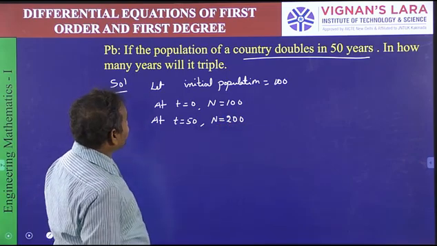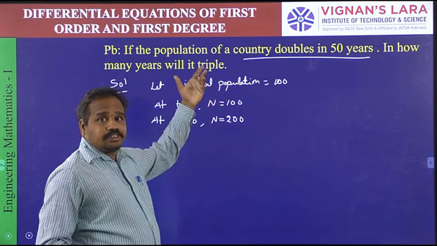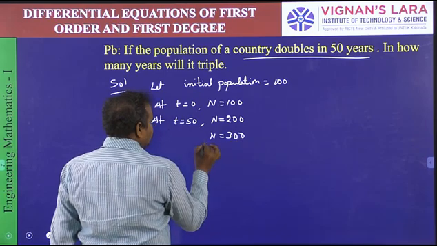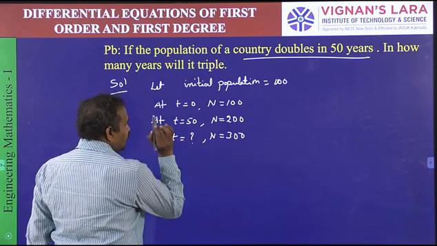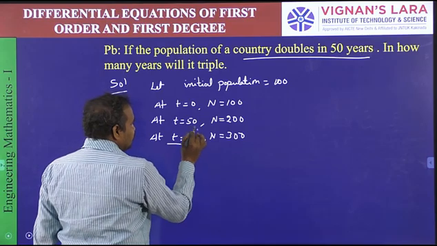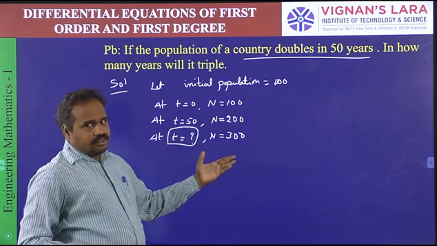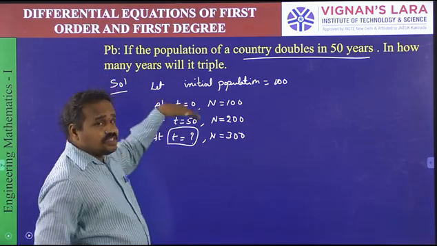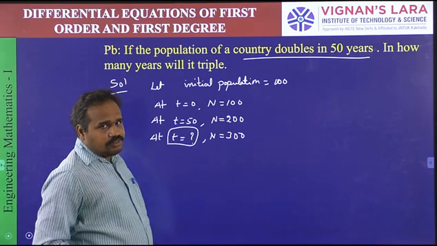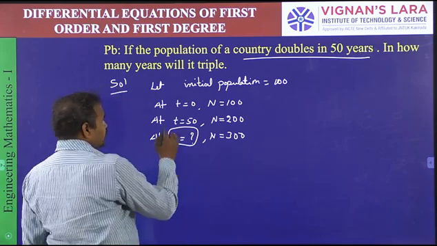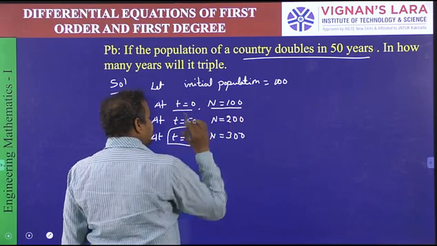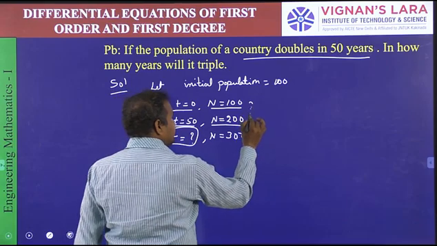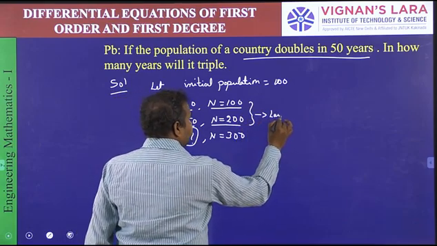What we have to evaluate: in how many years will it be tripled? Triple means N value 300. So if N is equal to 300, we have to calculate the time value t. He is asking that one. We will calculate this. Here at t is equal to 0, N is 100. At t is equal to 50, N is 200. As time increases, quantity is increasing. So this is called law of growth.